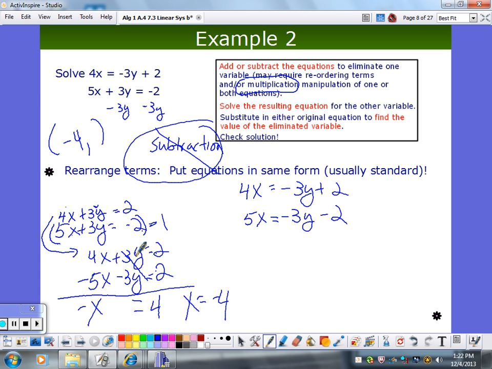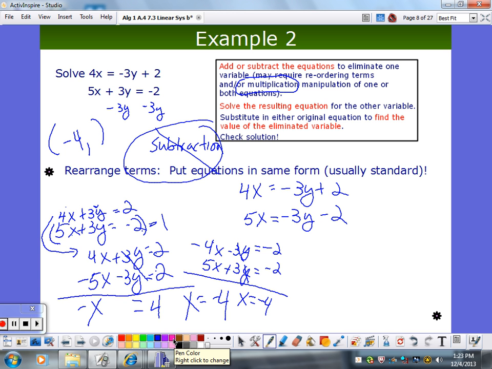Question? You multiply everything in the bottom one by negative 1. Could you do it by the top one? Well, yes. If I did the top one by negative 1, I would get negative 4x minus 3y equals negative 2, and the bottom I wouldn't have changed. So that would still be 5x plus 3y equals negative 2. You would add these and the y goes away. Negative 4x plus 5x is x. So it doesn't matter, but one of them needs to be changed.